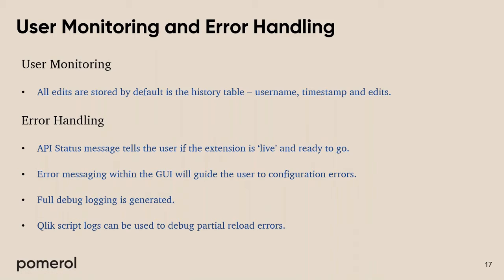pop-up, that tell us whether the writeback extension is ready and live and ready to write back to that SQL database. We've got those error messages and configuration error messages in case some of the settings are incorrect. We've got full debug logging files that are generated in the background to pick up any errors there. And then in terms of the Qlik reload process and getting that script right, we can use the native Qlik script logs to debug any of those partial reloads.